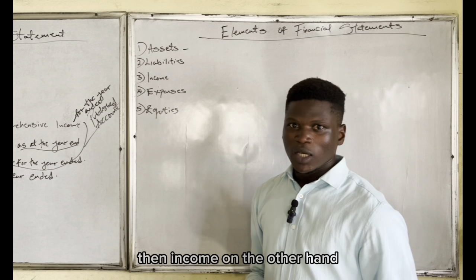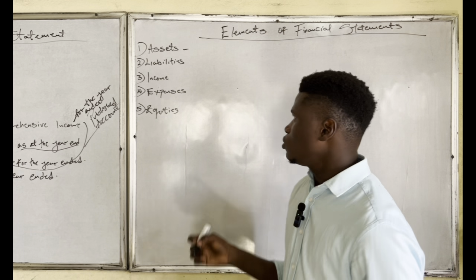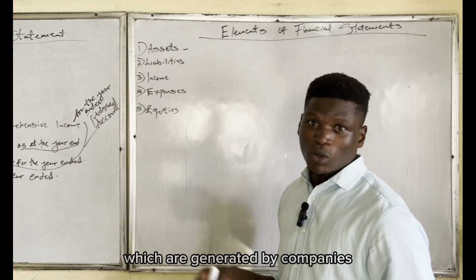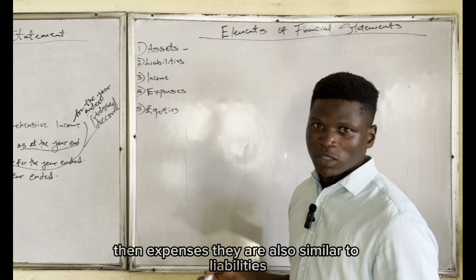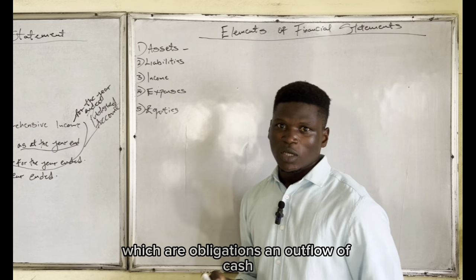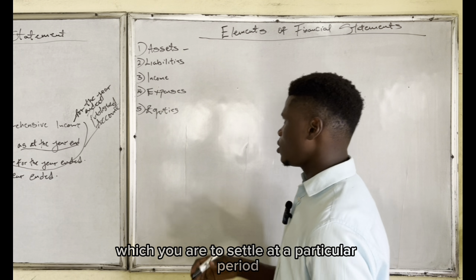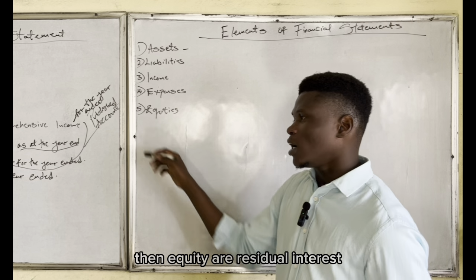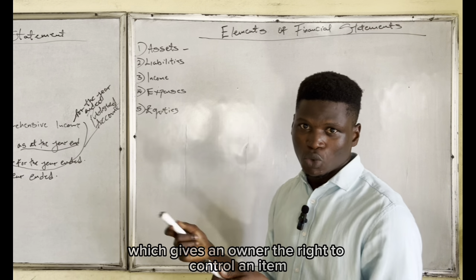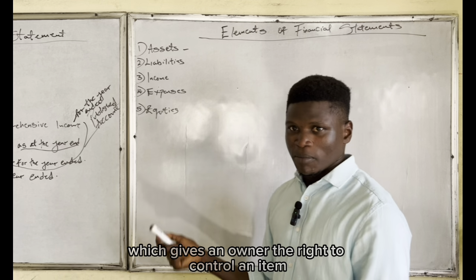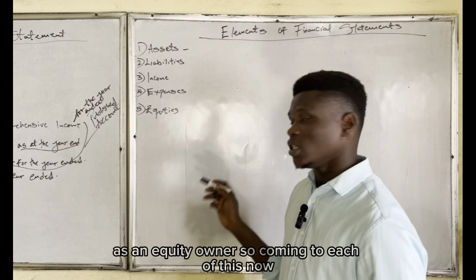Then income, on the other hand, they are economic benefits also, which are generated by companies. Then expenses, they are also similar to liabilities, which are obligations, an outflow of cash, which you are to settle at a particular period. Then equity are residual interests, which gives an owner the right to control an item, basically. So you have a residual interest in a company as an equity holder.